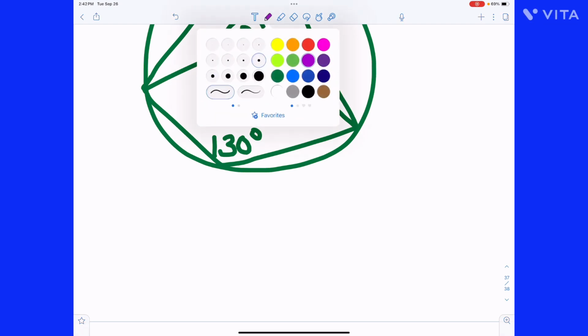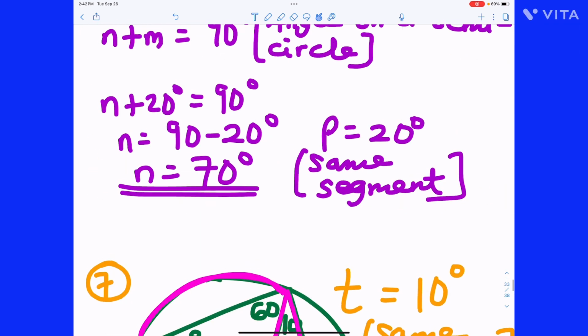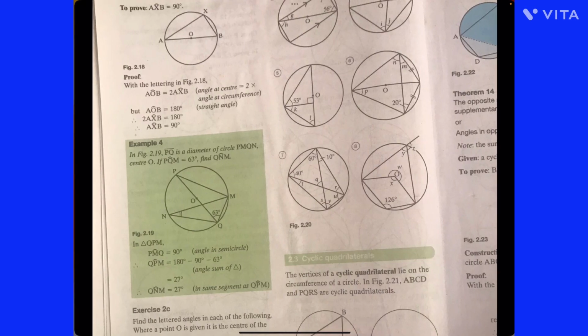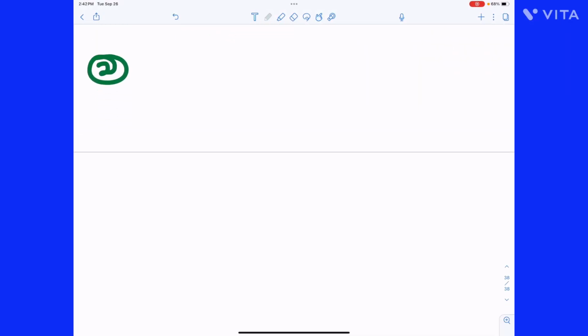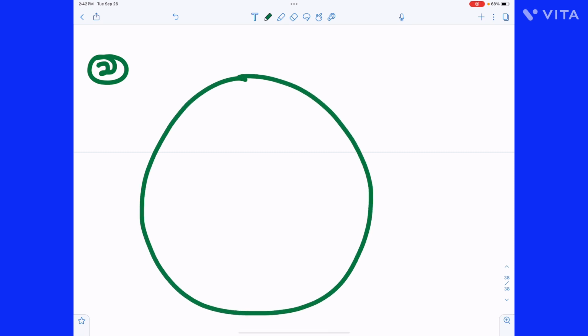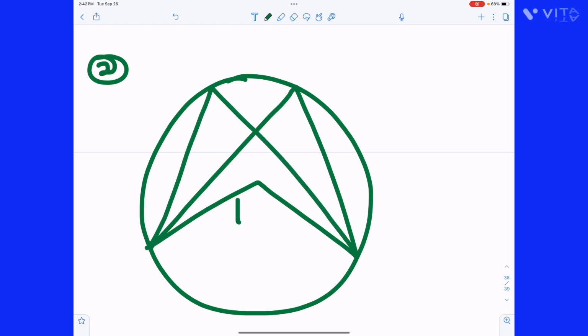Number two, I'm going to make them look exactly like what we were given. Let's say this is 120. This is T and this is R. So find T and R if that's 120.